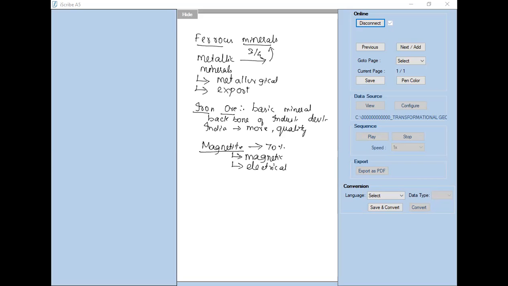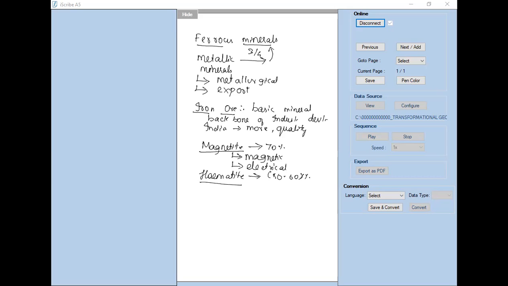Next to magnetite, we have hematite ore. Hematite contains less iron content than magnetite. Here we have 50 to 60 percent iron. So it is slightly lower in iron content than magnetite. This is also one of the most important minerals for industrial purposes.